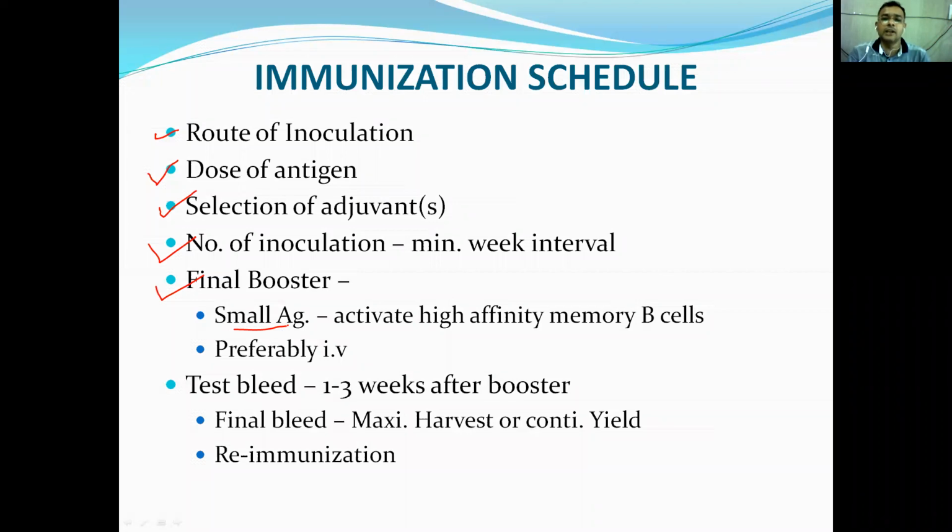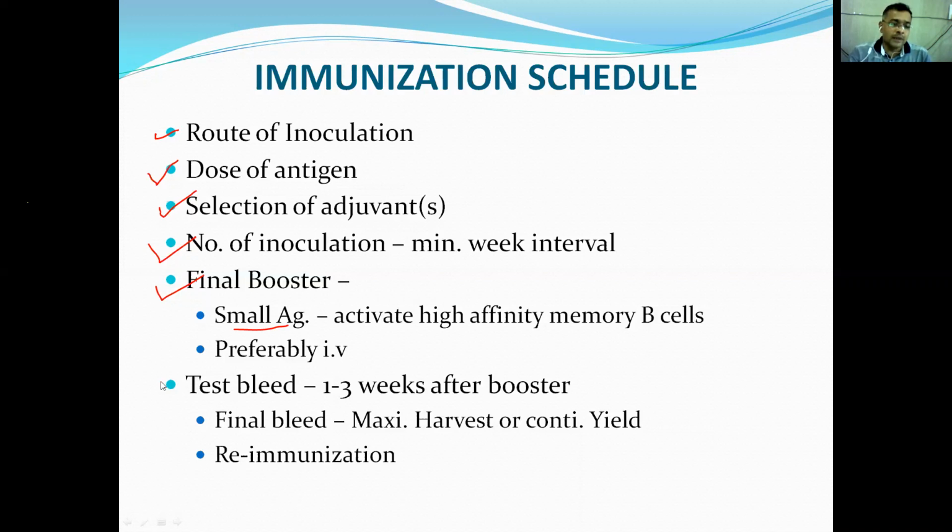The principle behind using a small antigen dose in the final booster is that it will activate only high-affinity memory B cells, so that you will get the antibody that has maximum affinity against your antigen. If you give a high amount of antigen, then along with high-affinity cells, it may also activate low-affinity memory B cells, so you will not get the antibody that has the highest affinity against your antigen. And generally that is given by the intravenous route, but this is not compulsory for all immunization settings.